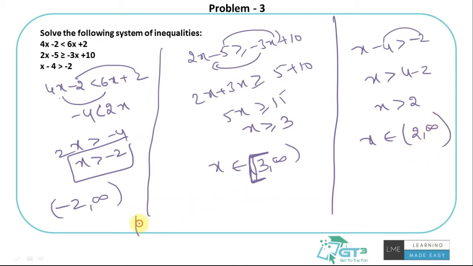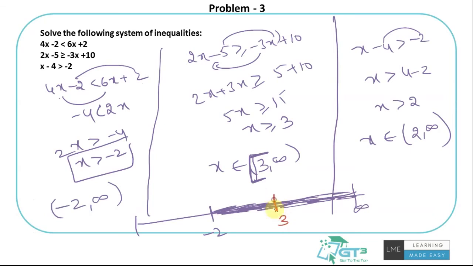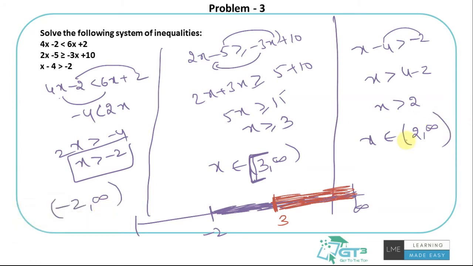So if I see it as a number line, the first inequality is satisfied as long as x is between minus 2 to infinite, right? What about the second inequality? Let me use a different color. It's 3. 3 is also accepted. 3 to infinite is accepted. What about this one? 2 to infinite, not including 2, but okay, that will be this zone, right?